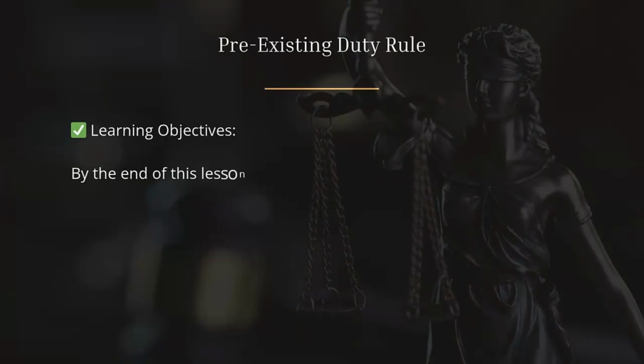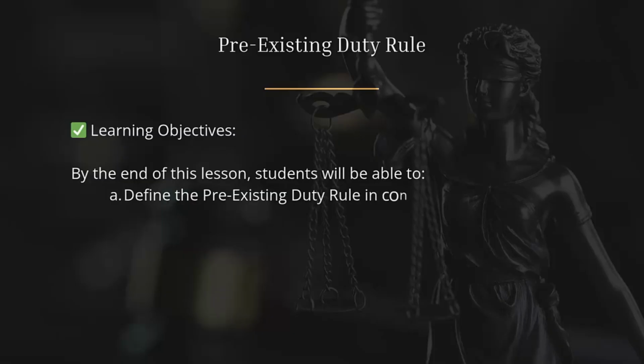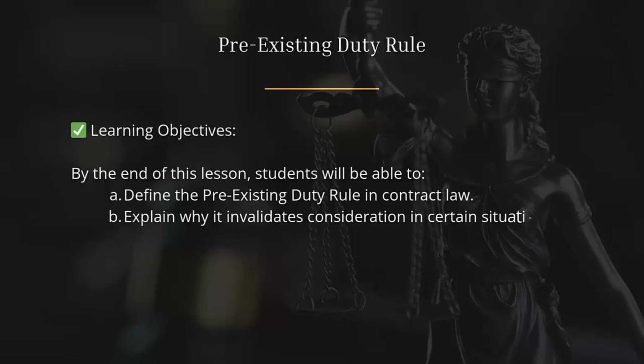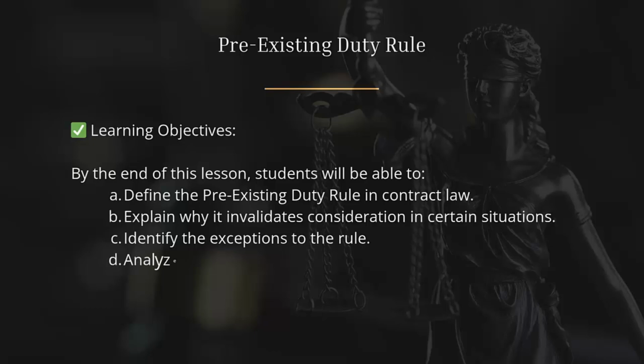Pre-existing duty rule learning objectives. By the end of this lesson, students will be able to define the pre-existing duty rule in contract law, explain why it invalidates consideration in certain situations, identify the exceptions to the rule, analyze relevant case law, and apply the rule to hypothetical situations.